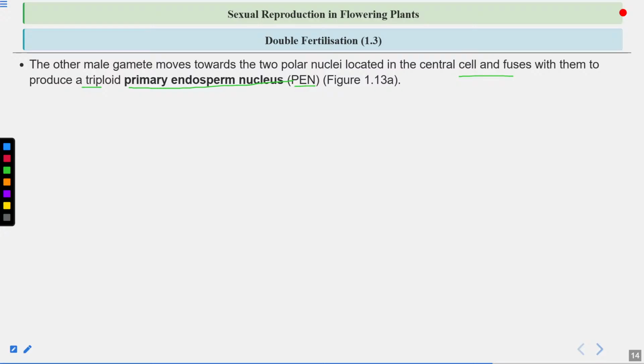And that is why syngamy and triple fusion together are called double fertilization. It is called double fertilization, and this is the very unique feature of the flowering plants.